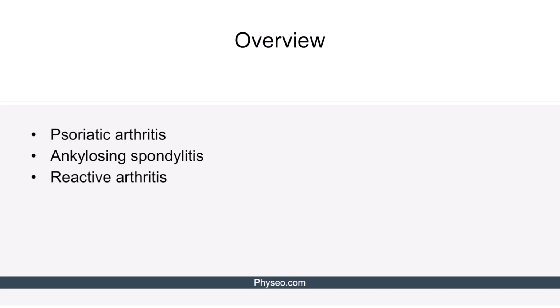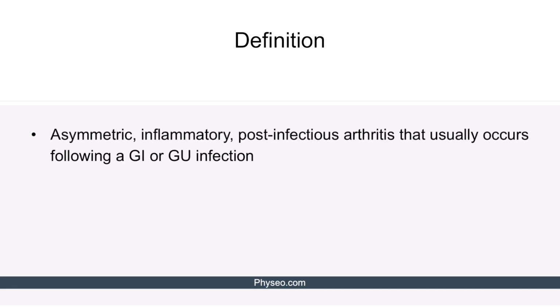We'll finish up by discussing reactive arthritis. Reactive arthritis is an asymmetric, inflammatory, post-infectious arthritis. Most commonly, it occurs within 1 to 4 weeks of a gastrointestinal or genitourinary infection, and we'll explain this definition further as we go along.